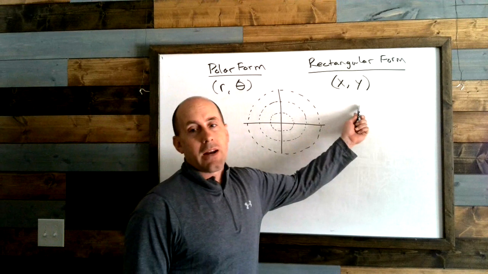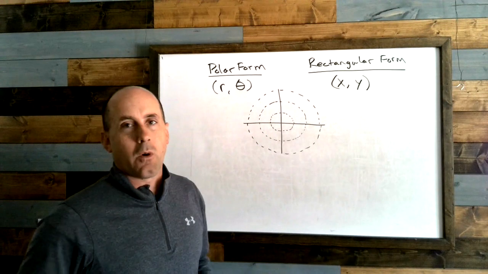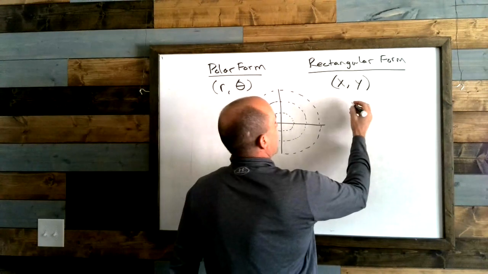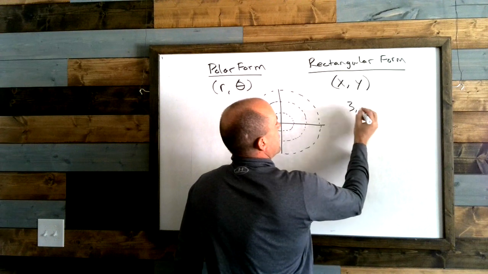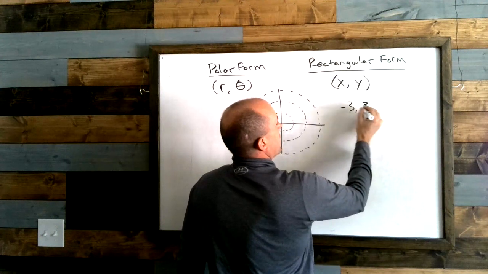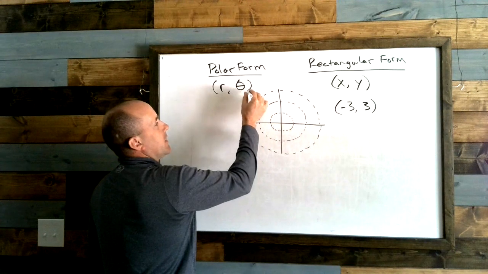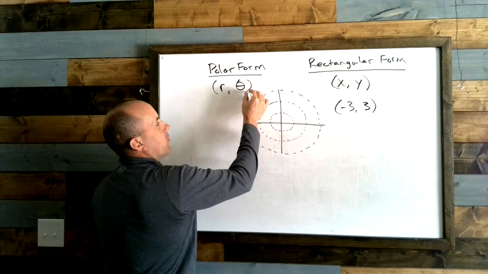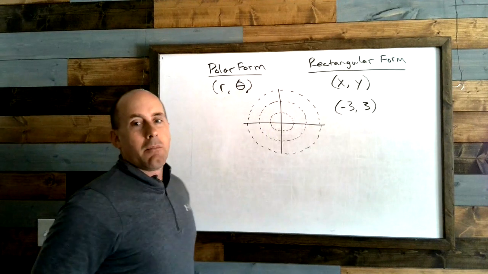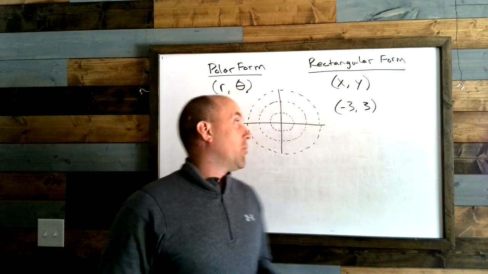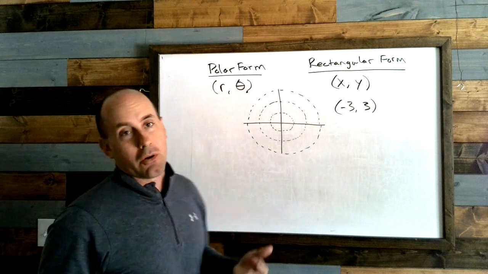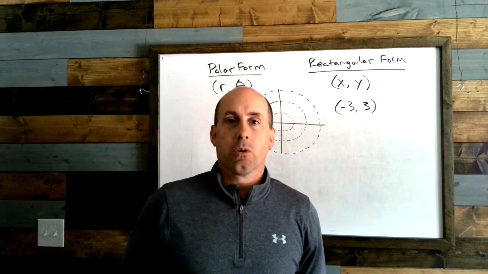So far, when you've been plotting points, you've always been using rectangular form. Suppose you were given the coordinate -3, 3. That would mean that you would go back 3 units and up 3 units, so on and so forth. Okay, like that. But there's another way that you can also plot, and that's by using what we call polar form.